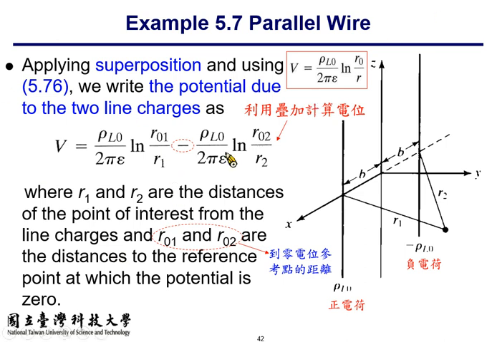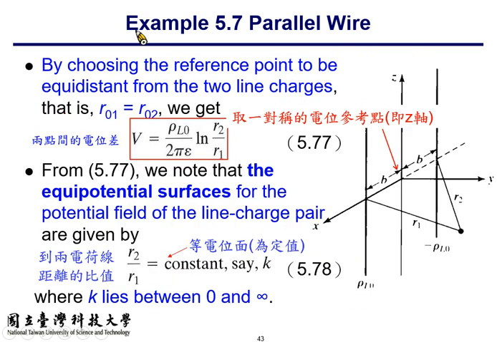Okay, so in that case, R sub 0,1 and R sub 0,2, which are the distances from the wires to the zero voltage reference, are the same. So this equation can be further simplified as this, equation 5.77, using a common voltage reference point, that is the z-axis. The voltage difference built up by the positive and negatively charged wires can be expressed in this equation. Because the two wires have the same line charge density with opposite polarity, the voltage difference built up by the two wires has a simplified expression like this.